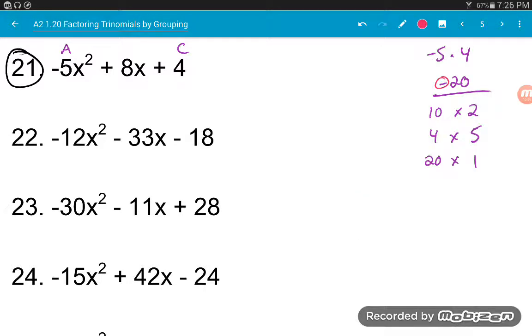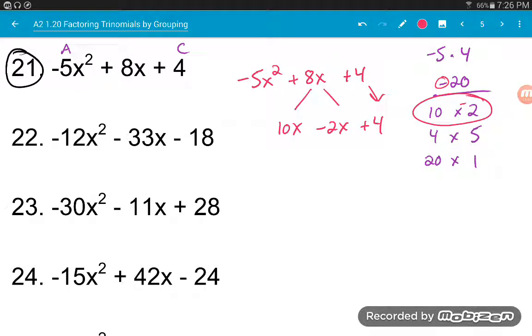Now in order for this to multiply to a negative, it means that one of the numbers must be negative. If one of them is negative, then it means sort of like I'm subtracting, right? So which one of these pairs of numbers will work to subtract and get me 8? I'm going to rewrite so I can actually do some work. I'm thinking that 10 minus 2 is 8. And I'm thinking that because it's true. So I'm going to split it into 10x minus 2x. I'll bring down the other two terms, the plus 4, the minus 5x squared.